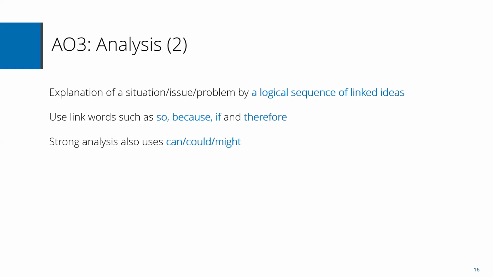And then there are some keywords that we will see where analysis is present: therefore, thus, so, because, if, that means that. And strong analysis will show understanding that it might happen or it could happen, rather than saying this will mean that. Candidates understand typically it is not definite, and therefore could, can, might will typically show stronger analysis.